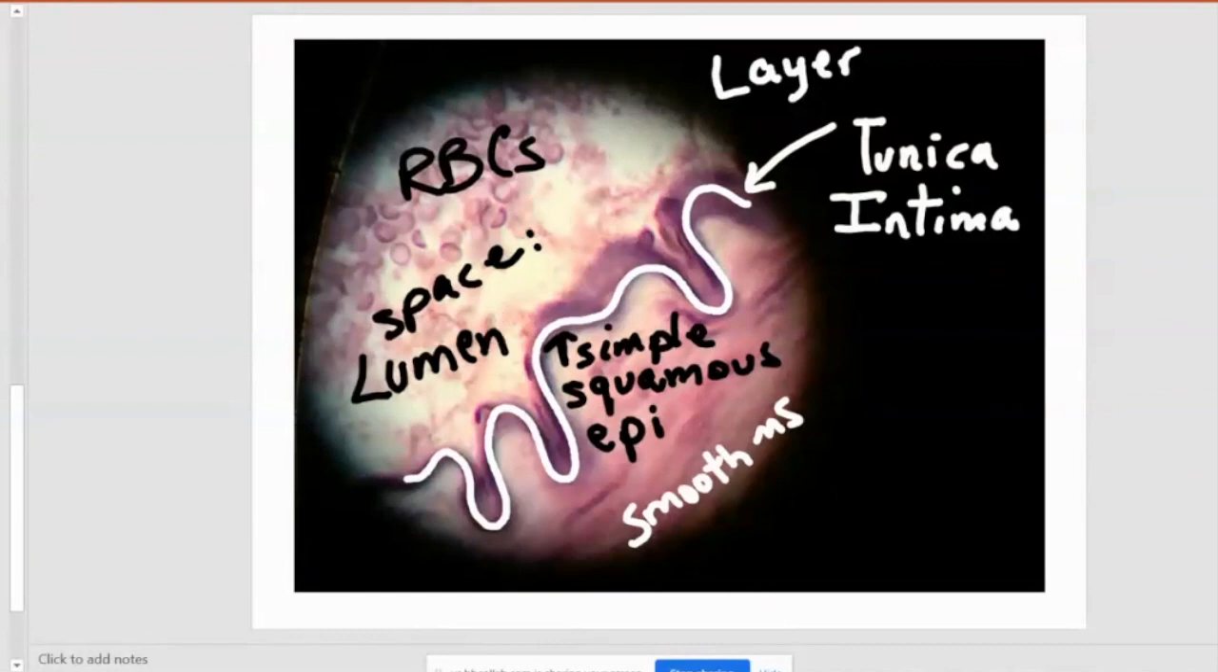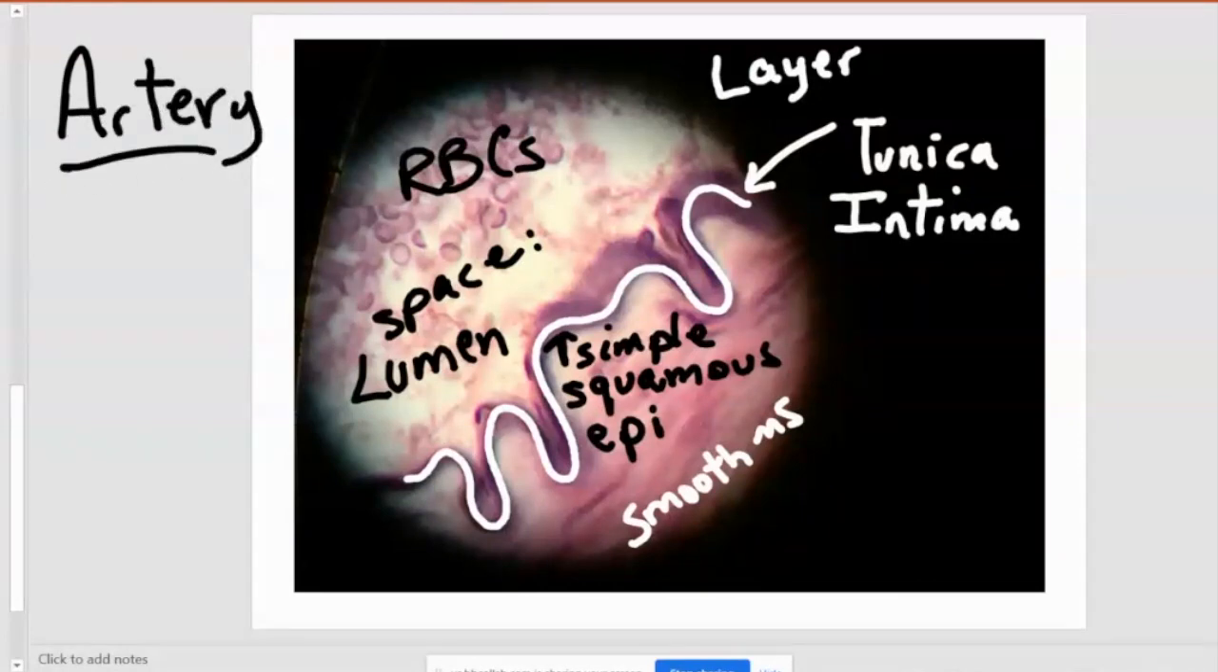And so that finishes up marking up our artery, this time zoomed up. And it just so happens that our artery picture was better zoomed than the vein picture. So the only zoomed picture I have for you is the artery.